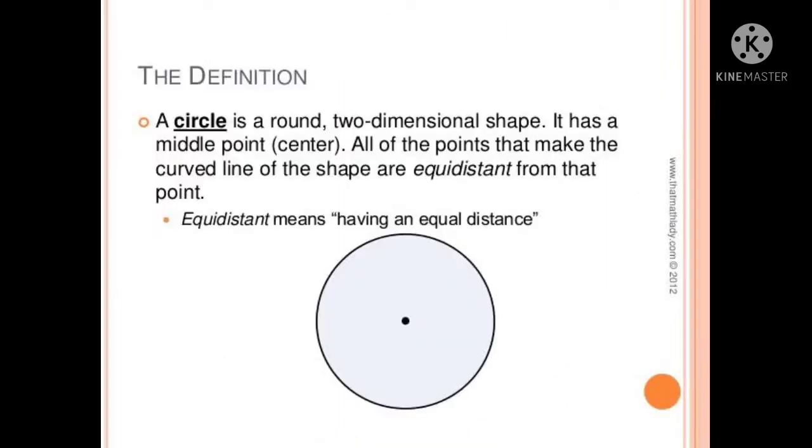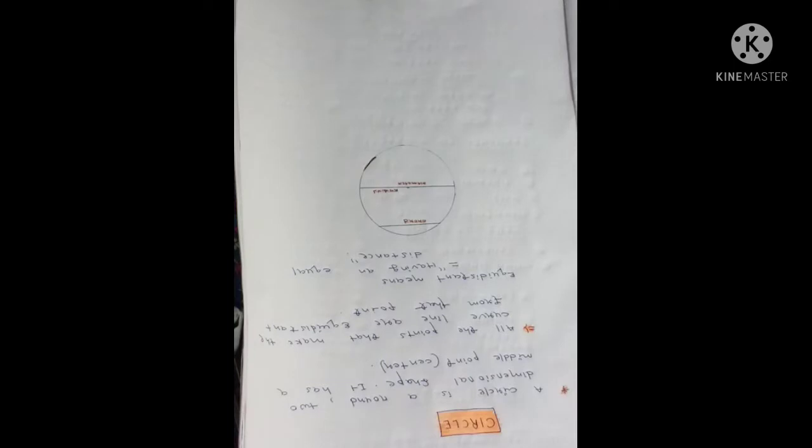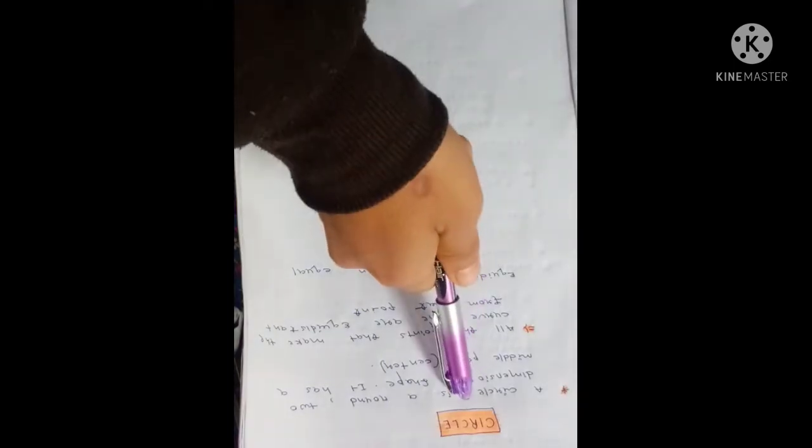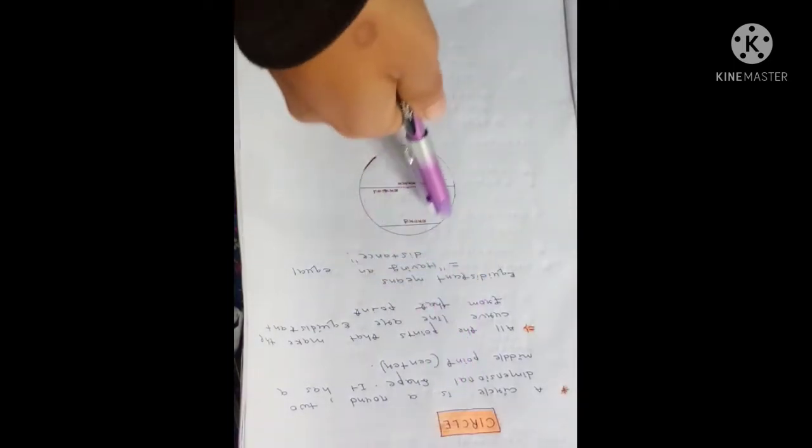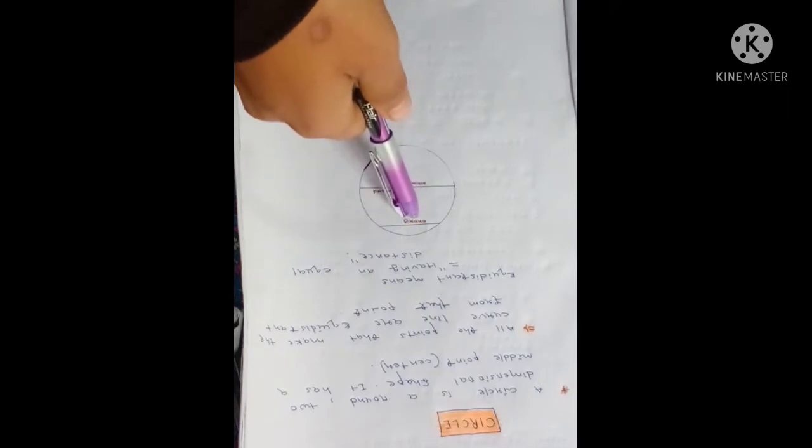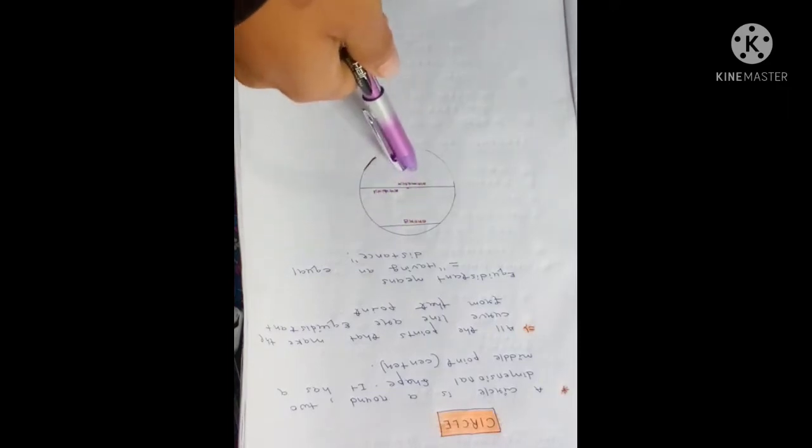So first of all, let us know what is the definition of circle, and then we will try to know all the terms related to this concept. Let us start. So this is the definition of circle. You can see here. What is a circle? This is the figure of a circle, and there are some labelled parts which I will explain later.